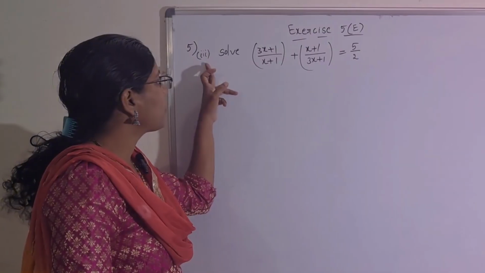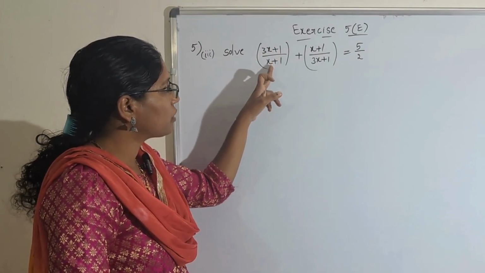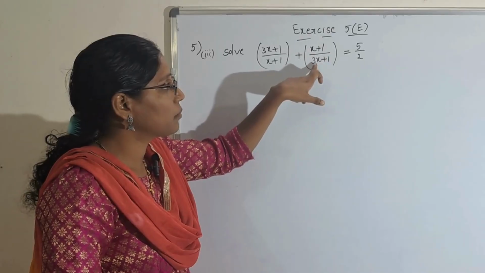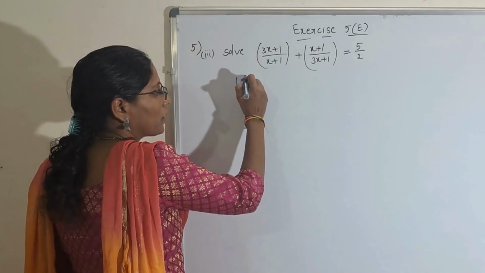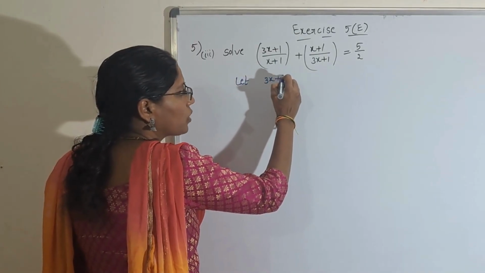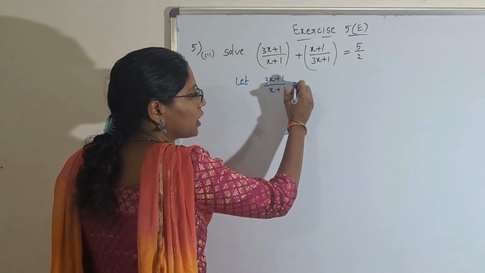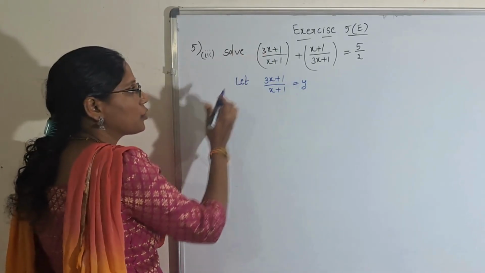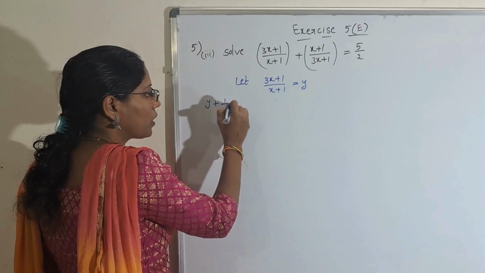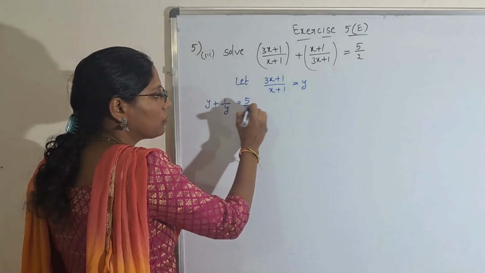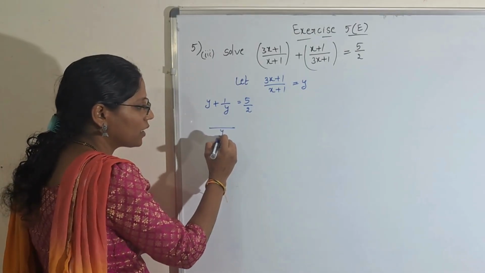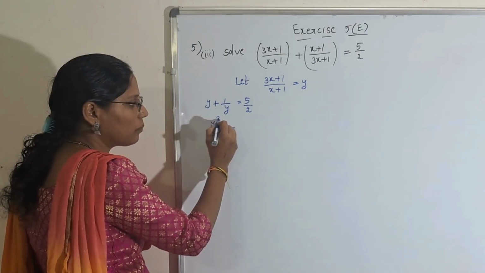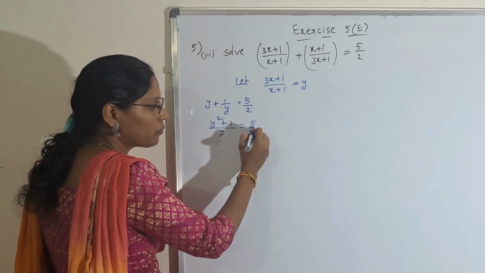These are the factors in the third problem. Here (3x plus 1) by (x plus 1), here (x plus 1) by (3x plus 1). So the bracket value we have to consider as y. (3x plus 1) by (x plus 1) equal to y. Substitute here: y plus 1 by y is equal to 5 by 2. Here on the LHS we have to take LCM. y is the LCM. y square plus 1 by y equal to 5 by 2.